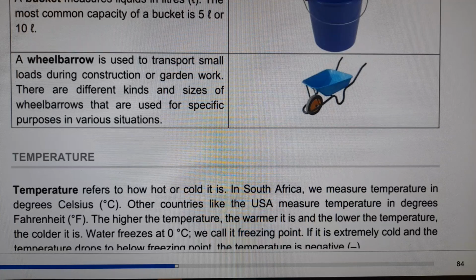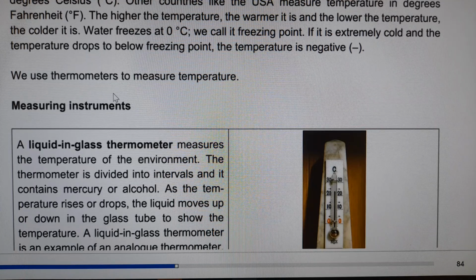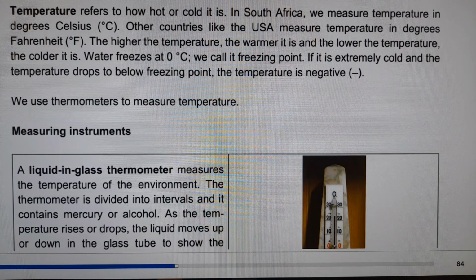That takes us to the end of volume, and we will look at temperature, which is still a revision since we have covered this work in term 1. Let me take this down a little bit. Temperature refers to how cold or hot something is. In South Africa, we measure temperature in degrees Celsius. Other countries like the USA measure temperature in degrees Fahrenheit. The higher the temperature, the warmer it is, and the lower the temperature, the colder it is.